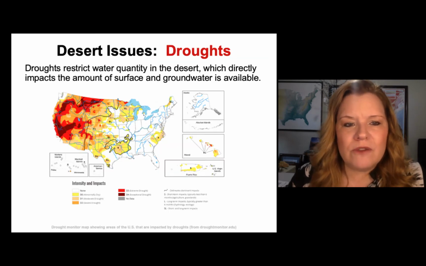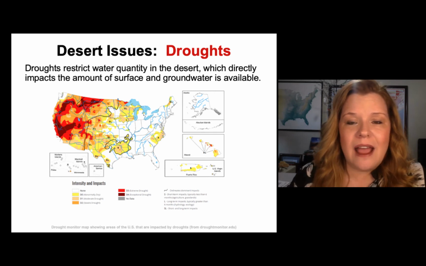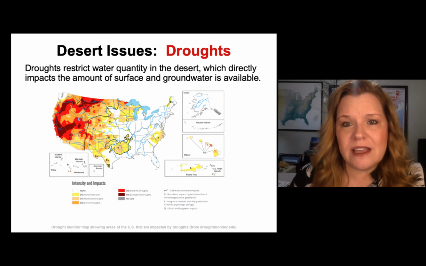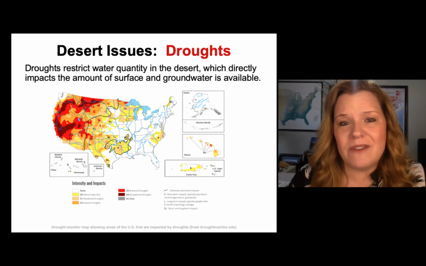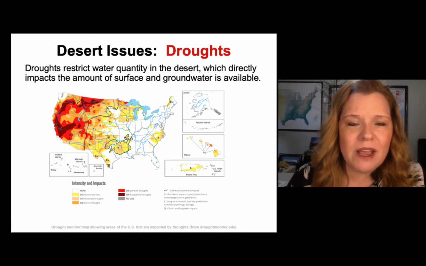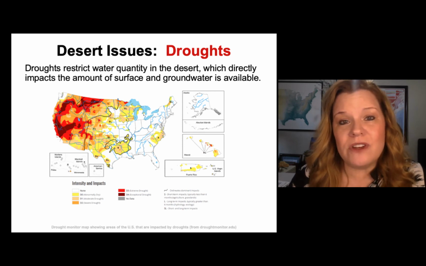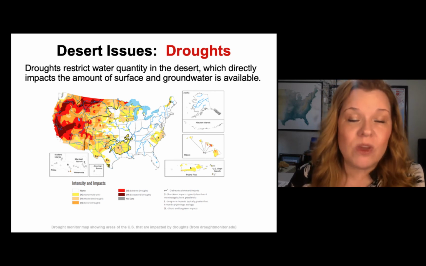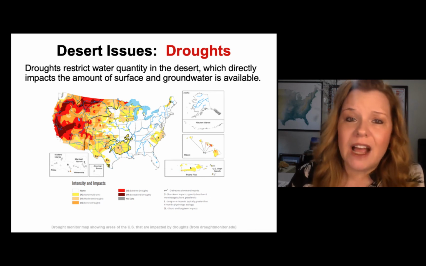So droughts restrict the water quantity in the desert, and this is a look at how serious the drought condition is in the west and southwest of the United States. Even the Pacific Northwest is having serious drought issues. This is a problem. And so if you're planning on moving out there, opening a business, whatever it might be, you need to consider what this looks like. And it's just a part of living in the desert. Unfortunately, it's changing how people can live in the desert. It's also going to drive the price of water very high over time.